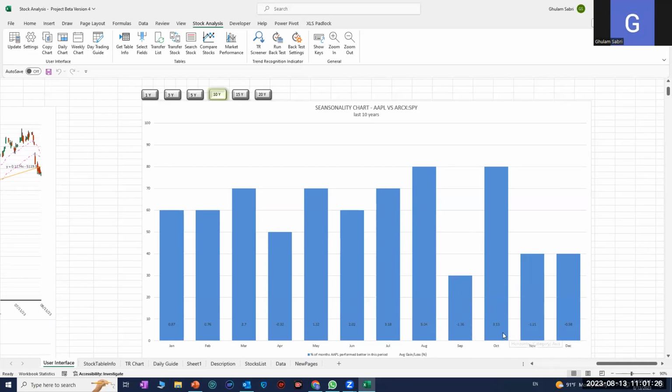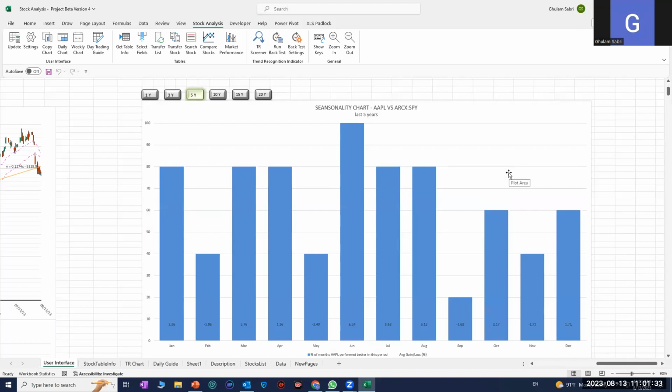But what are the good months? October is a good month. March is a good month for the last 10 years. You can switch the frequency to 5 years, and it will update the chart for 5 years. Now it's 5 years. So July and June have always been very good months. 100% of the time Apple beat the S&P 500 during the month of July.